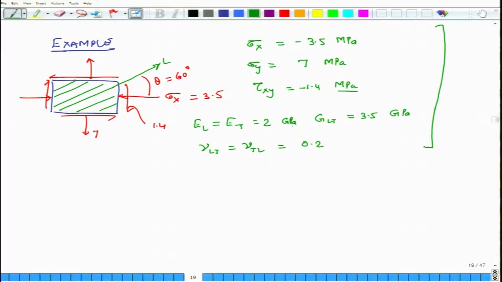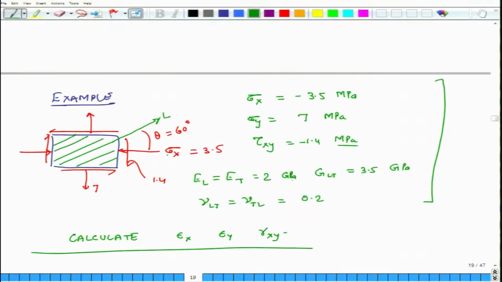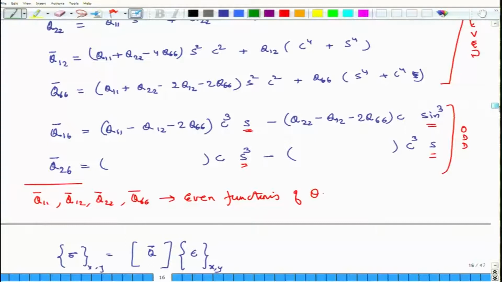So, these are the data, and the question is to calculate the strains in the x direction. So, epsilon x, epsilon y and gamma xy, these are the strains we have to calculate. There are several ways we can do this. What we will do here is we will first compute sigma L, sigma T and tau LT. We can directly do the computation because we know sigma x, sigma y and tau xy. One way to do the calculation is we directly compute first the Q's using these relations.